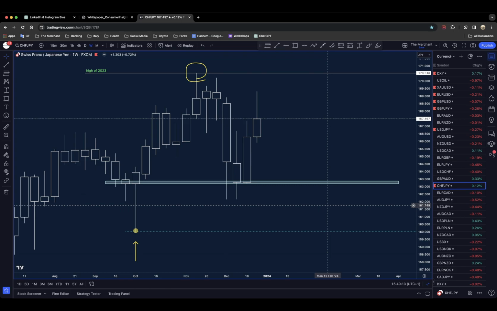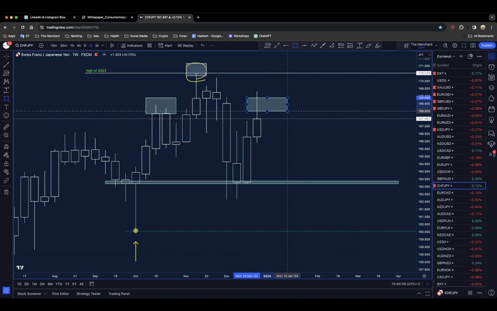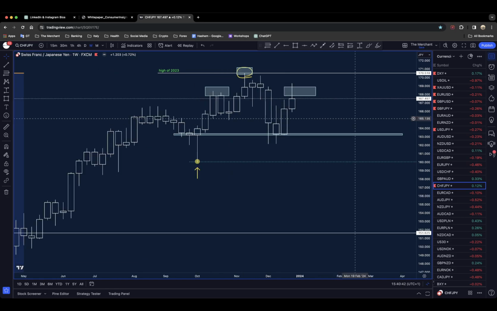Okay, what we can see here, we have a bottom, and I'm just saying a scenario, it's not one of the pairs which I'm trading. Here we might have the left shoulder, here we might have the head, and here maybe we have the right shoulder, which is just forming here. And again, I'm saying maybe.